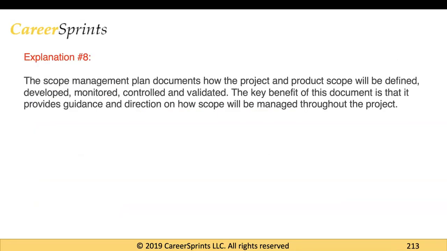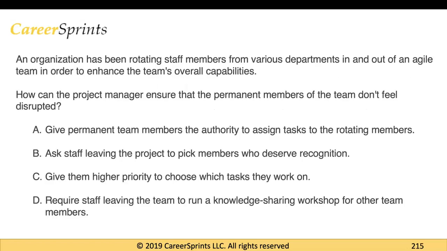So again, the explanation is given, so you can read the explanation about the scope management plan. Let's look at question 9. So it says an organization has been rotating staff members from various departments in and out of an agile team in order to enhance the team's overall capabilities. How can the project manager ensure that the permanent members of the team don't feel disrupted?